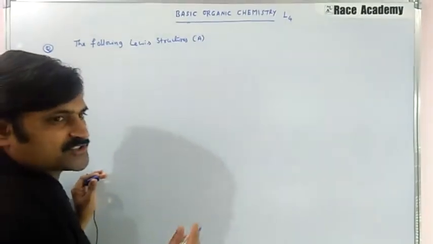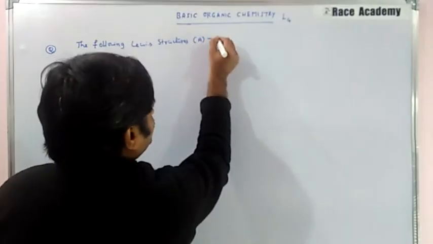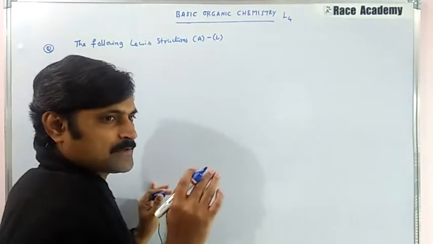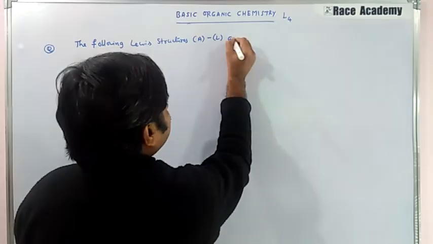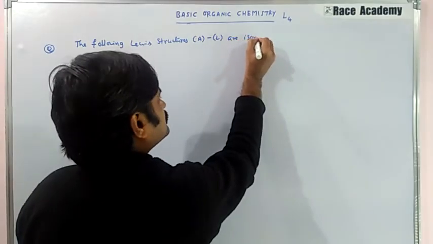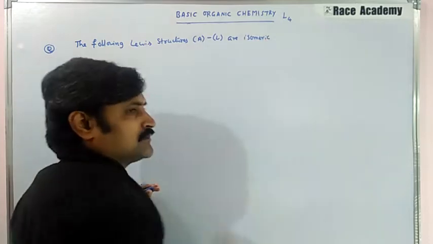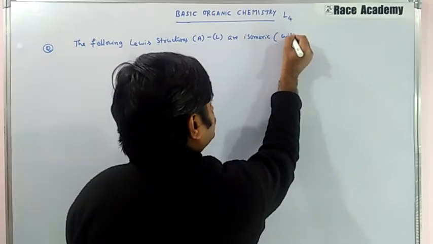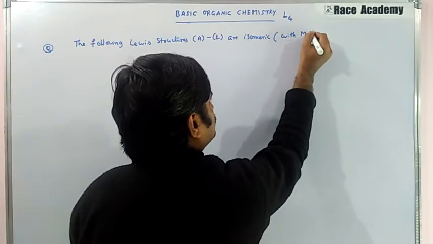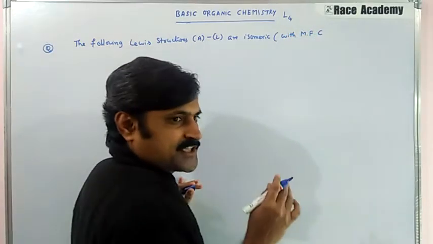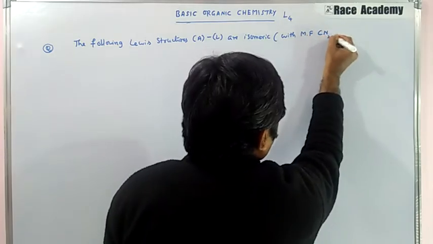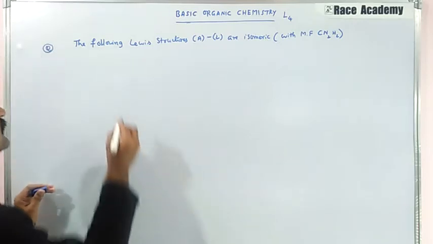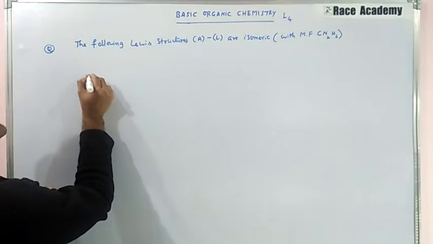They supply to us structures A to L. So there are many structures given, with symbols A, B and so on. They are isomeric, with the molecular formula CN2H2. This is the molecular formula. So we will start observing the first structure.